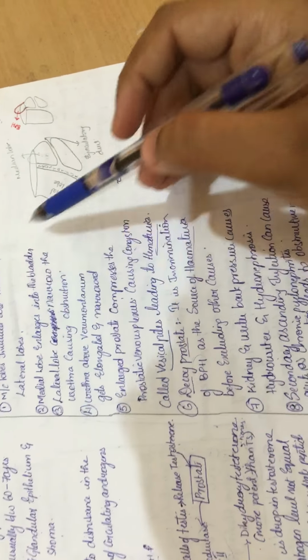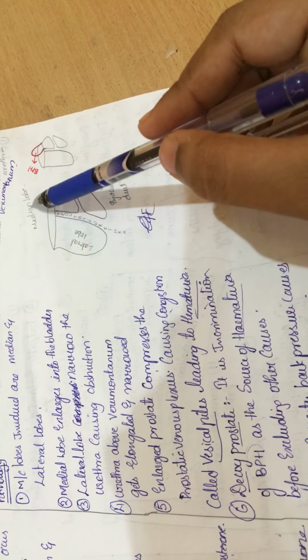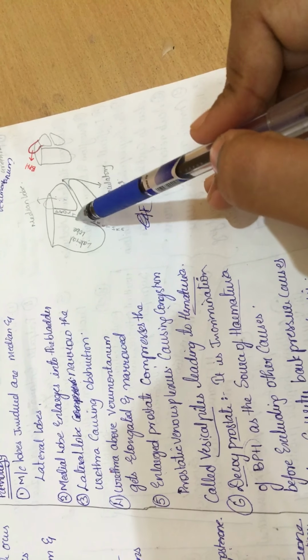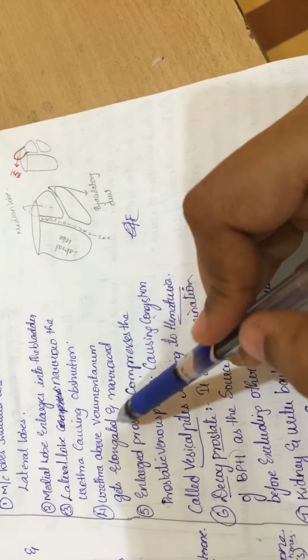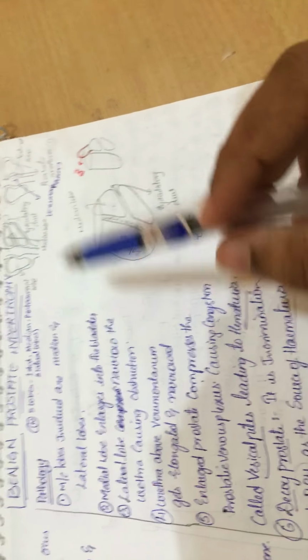Pathology: the most common lobes involved are the lateral lobe and median lobe. The median lobe enlarges into the bladder and the lateral lobes narrow the urethra, causing obstruction. This narrows the prostatic urethra and causes obstruction. The urethra above the verumontanum gets elongated and narrowed.